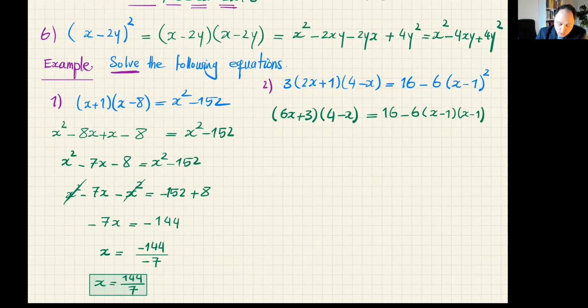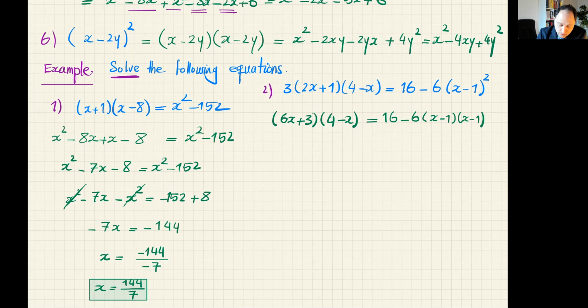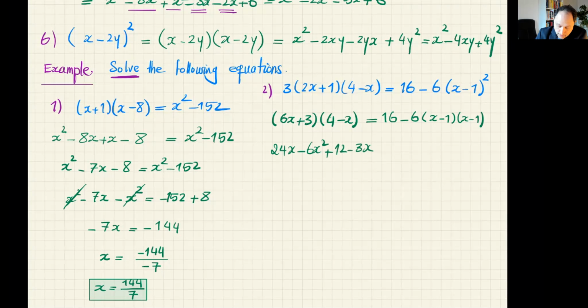Okay, so let me now go to the next step. The next step is a little bit more clear here. I am facing the product of these two polynomials, so I just simply multiply them. Let me do it a little bit quickly. So this becomes 24x minus 6x squared. Then I go to the next one, it becomes 12 minus 3x. But again, I am not allowed to subtract 16 and 6.